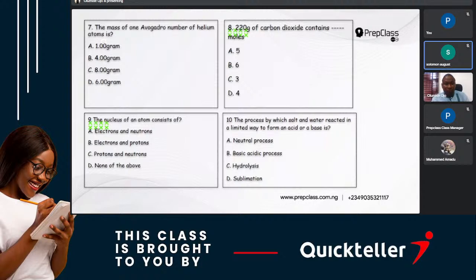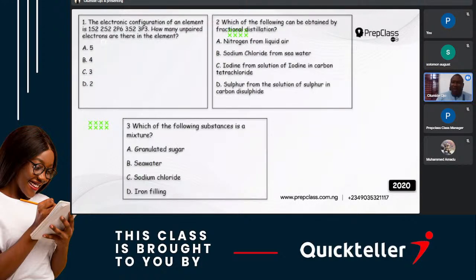So let's go to the next slide. So those are the questions. The ones that we answer are all the questions in the 4 topics in 2022. Now this one is from 2020. Question 1 from 2020 says the electronic configuration of an element is 1s2, 2s2, 2p6, 3s2, 3p3. And it asks, how many unpaired electrons are there in the element?